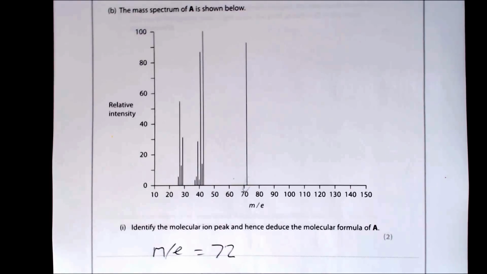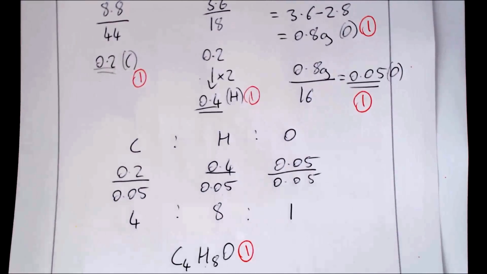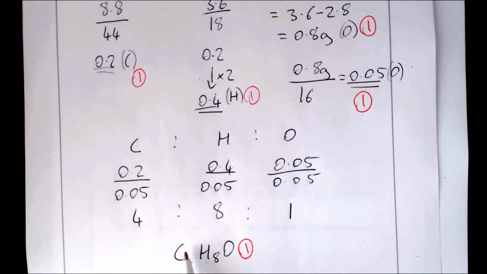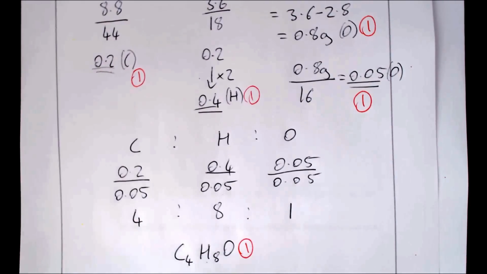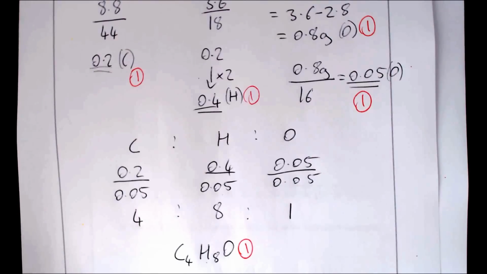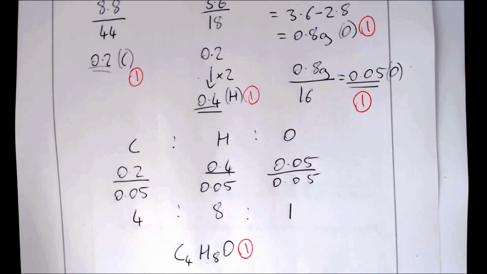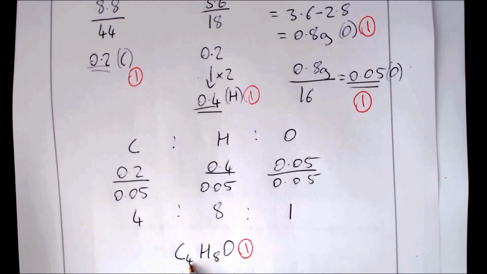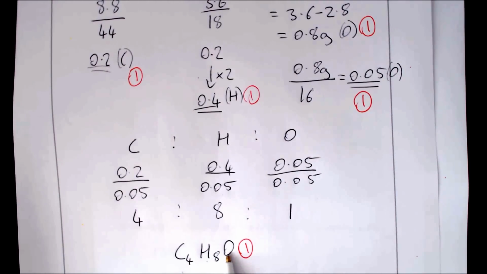And lo and behold, if we take the empirical formula that we had before and add up the masses, carbon's 12, hydrogen's 1, and oxygen's 16, we should get a mass of 72. So actually its empirical formula is also its molecular formula. If that number was doubled, like 144, then you would suspect you would double all of these, so you would get C8H16O2.